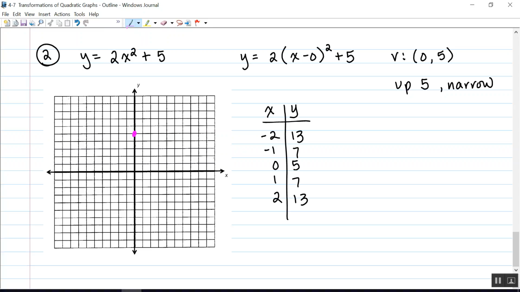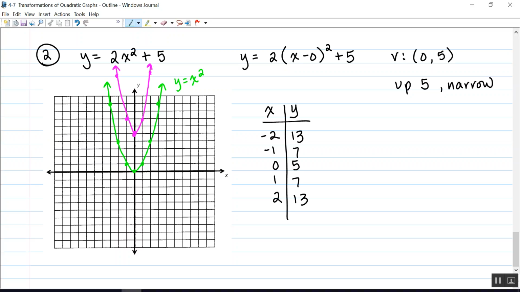Okay, so let's go ahead and graph those points. (1, 7). And (2, 13) is going to be up here somewhere. And you can see, I'll go ahead and do our parent graph kind of down here. It looks something like this. It is definitely wider. So you can see that the 2 out front does make it narrower.